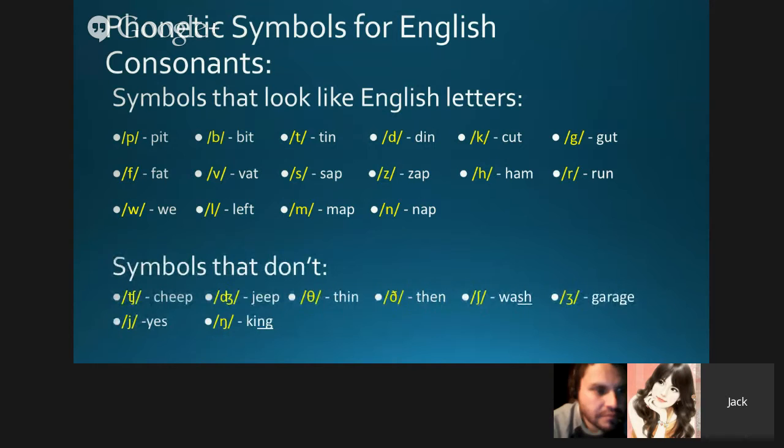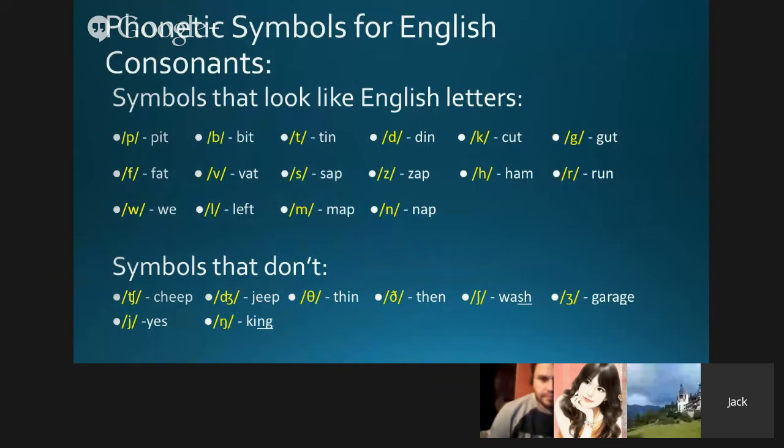These are some of the more difficult symbols. They don't look like their English letter counterparts. So let's go through them. The first, we have this funny looking thing. It makes the ch sound, as in cheap. This other one is the j sound, as in jeep.